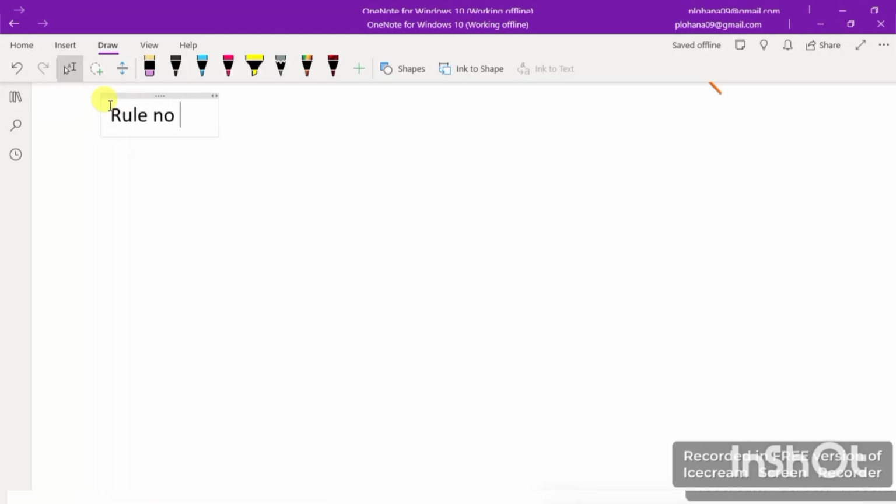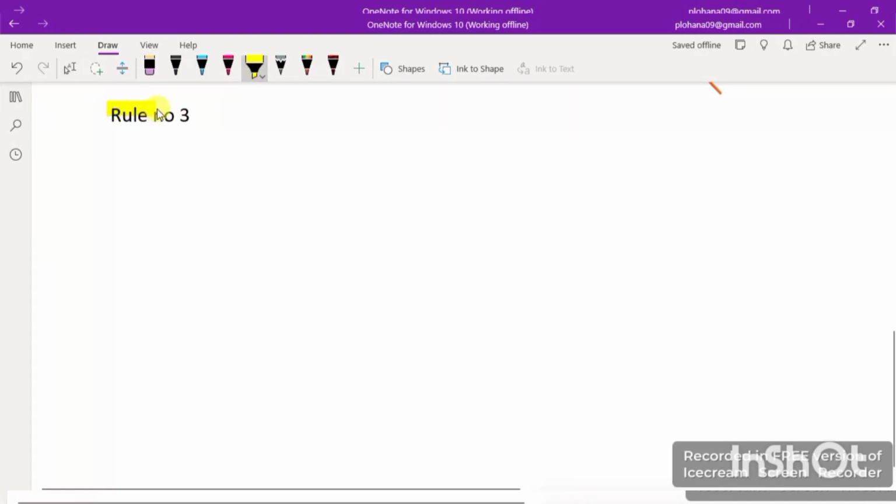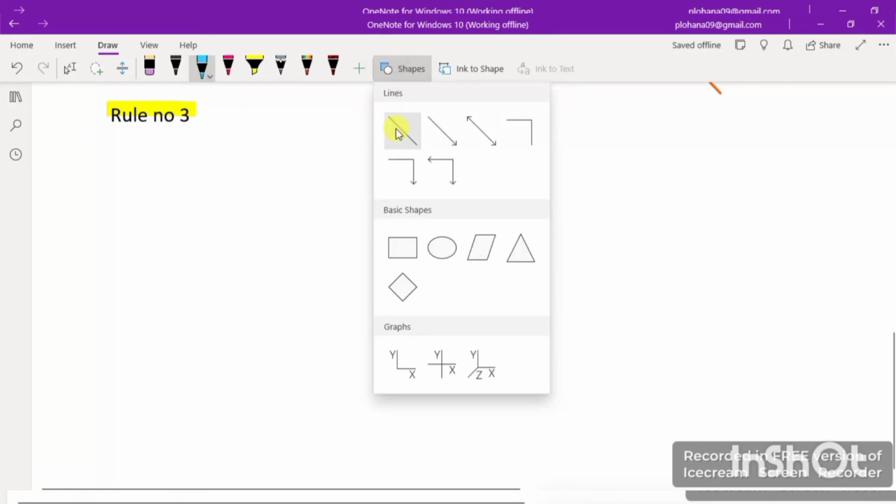Rule number 3, what it says. So rule number 3 says a ray which is passing through the focal point will always go anti-parallel to the principal axis. Why? A ray which is going through the focus point will always reflect back anti-parallel to the principal axis. So I'm just going to explain it with the help of a diagram.